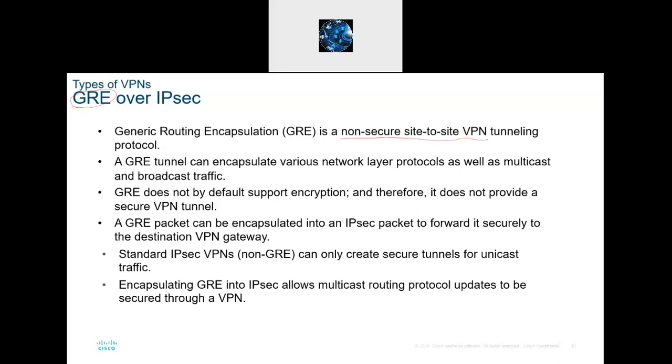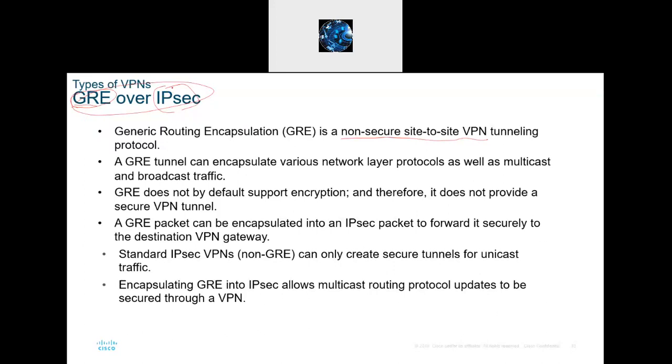It's a non-secure site-to-site VPN tunneling protocol. You will have the end-to-end connection through the internet, but your data will not be encrypted. That is why, if you want to use this particular protocol to set up VPN, they tell you to run it over IPsec. So why would I need to run GRE over IPsec when I can just configure IPsec and enjoy end-to-end data encryption and security hand-to-hand?